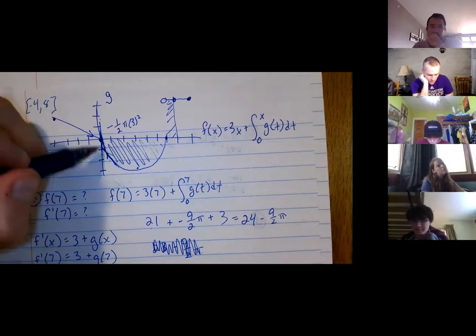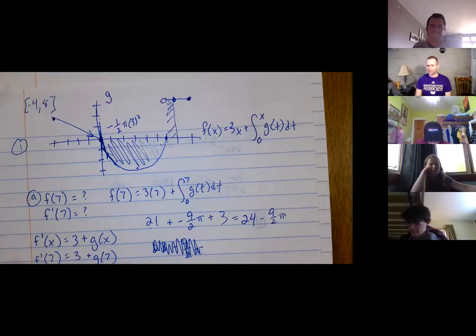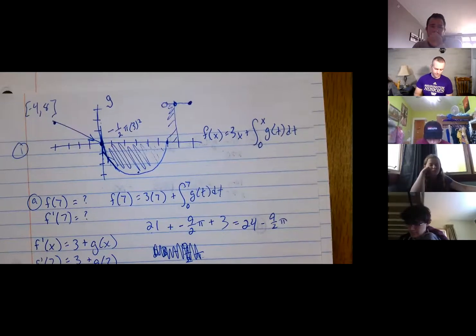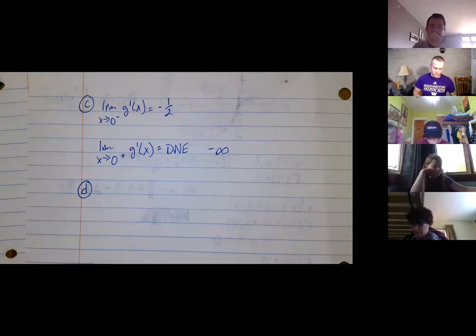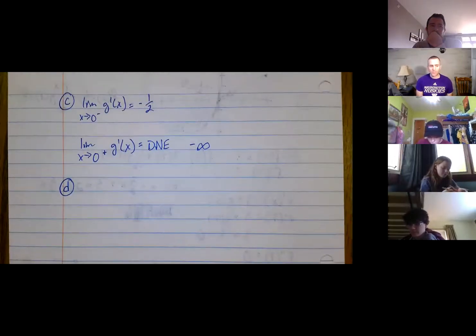And so that would be approaching negative infinity, and negative infinity does not exist in a limit question. So that makes sense. Okay. Any other follow-up questions on part D?